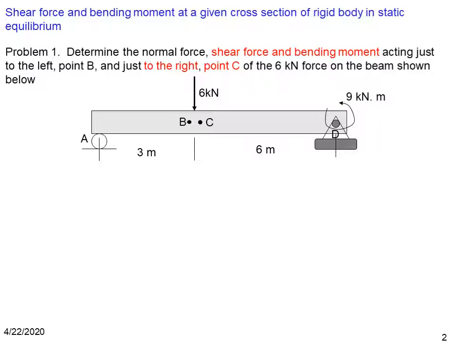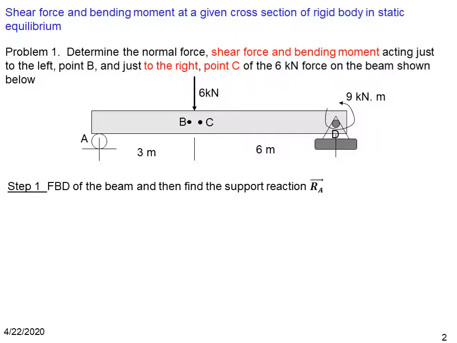We have a beam AD resting on a roller at A and which is hinged at point D. And this beam is in static equilibrium under an external force of 6 kilonewton and a force couple of 9 kilonewton meter at location D. So we have to find the shear force, bending moment and normal force acting at a given cross section B, which is to the left of the external force 6 kilonewton. In order to solve this problem, the first step is to find the support reaction RA.